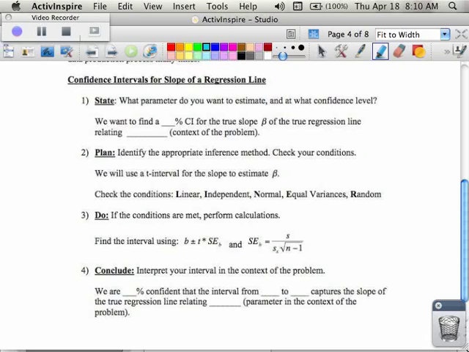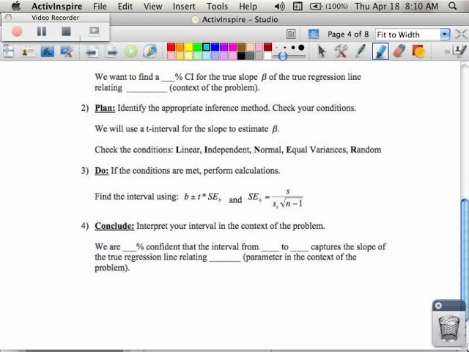And then you talk about whatever is going on in the context of the problem, just like we have in the past. When you're planning, we have to do the different conditions. Those are the linear things. And we're going to use a t interval for the slope to estimate beta. So that's kind of new. This time, this is what we're going to say for our test, or our confidence interval: a t interval, in this case because we're doing confidence intervals, for the slope to estimate beta.